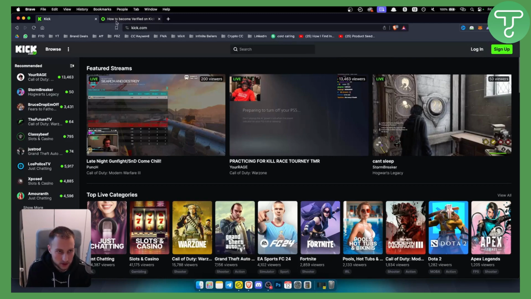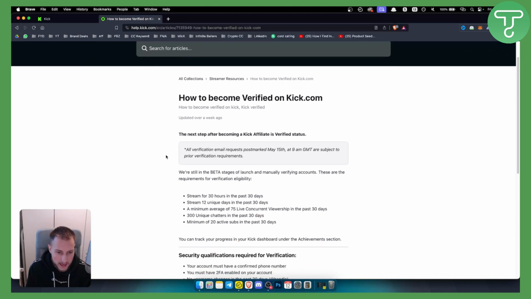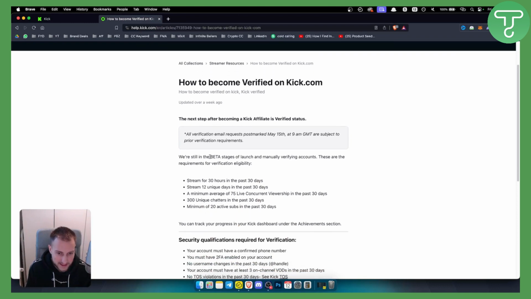So let's take a look at some of the requirements. As you can see, as they are still in the beta stages of their launch, this was updated over a week ago, they are manually verifying their accounts. So there are requirements for verification eligibility.